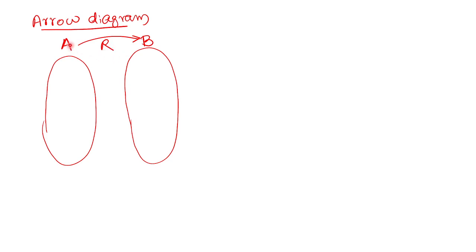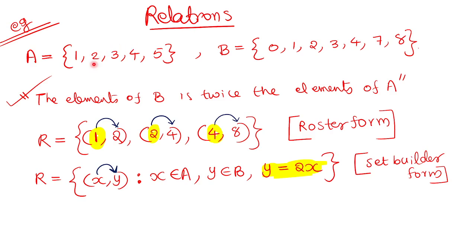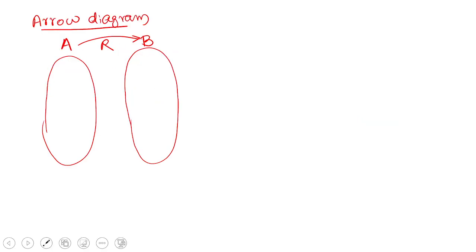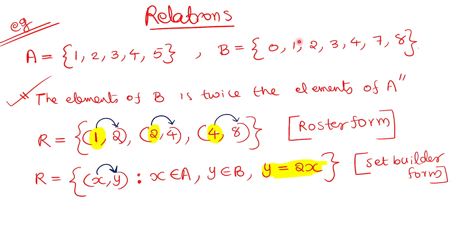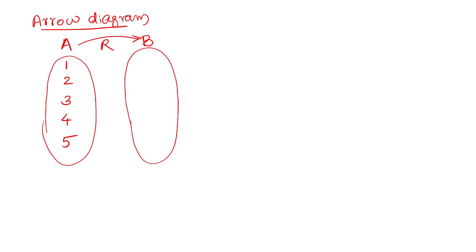What are the elements inside A? The elements of A are 1, 2, 3, 4, 5. The elements of B are 0, 1, 2, 3, 4, 7, 8.